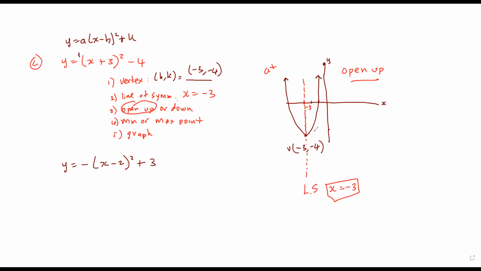Minimum or maximum? Well, this is going to be a minimum point, isn't it? It's a low point. So the minimum value equals this number, y equals -4. That's this point here, -4. Okay, so that's the minimum value, y equals -4, and that's your graph already.